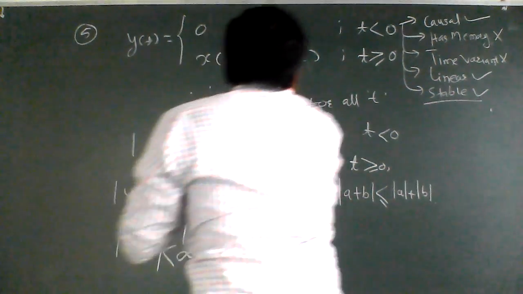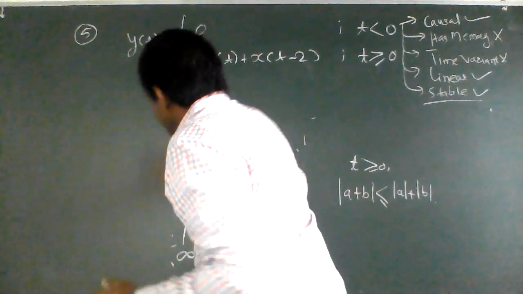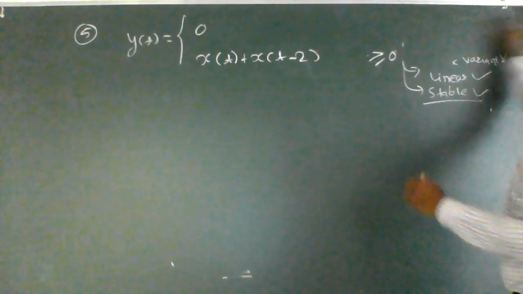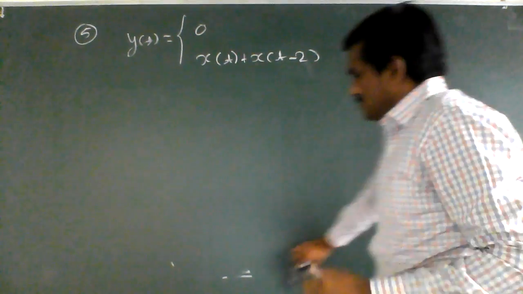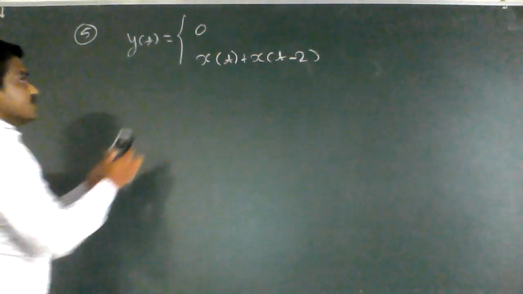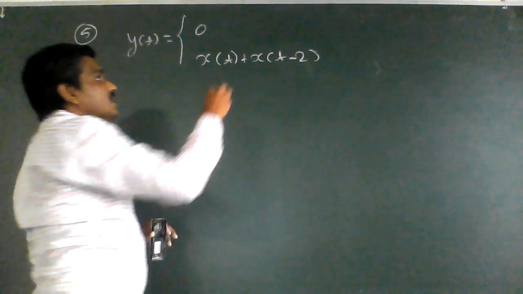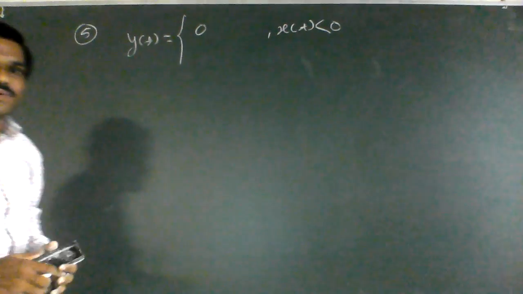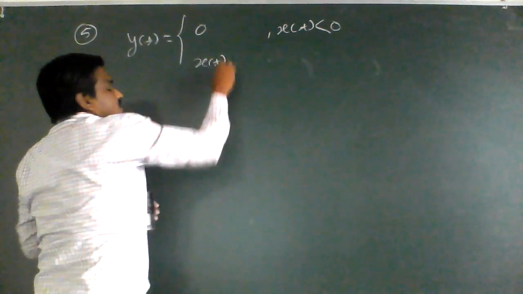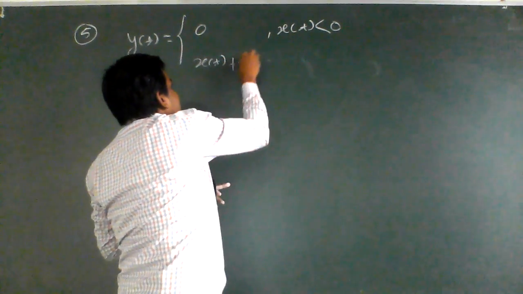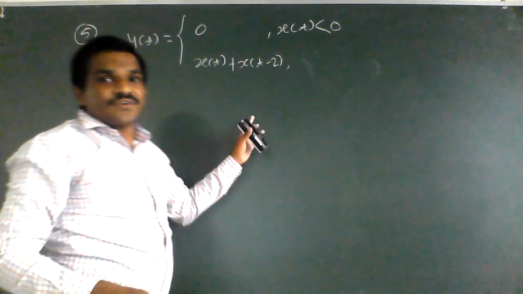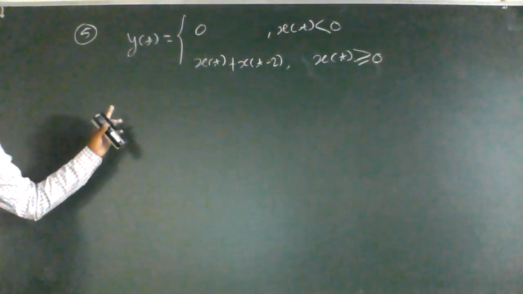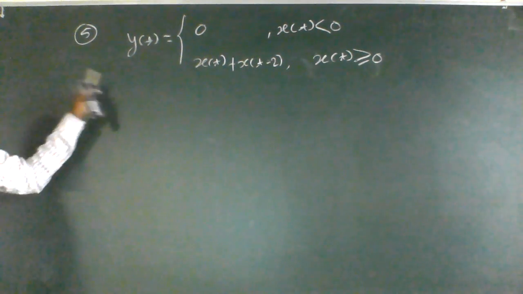Example number 5. So example number 5 is y of t equal to 0 for x of t less than 0, and it is equal to x of t plus x of t minus 2 for x of t greater than or equal to 0. Okay, so let us check which properties this particular continuous time system holds.